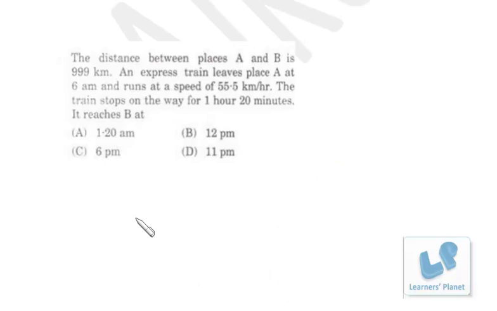Now this question. The distance between place A and B is 999 km. An express train leaves place A at 6 a.m. and runs at the speed of 55.5 km per hour. The train stops on the way for 1 hour 20 minutes. It reaches B. Okay, so we'll take 1 hour 20 minutes into consideration afterwards. First of all, we just try to find out how much time it will take if it doesn't stop anywhere, right? Now 999 km and the speed is 55.5 km per hour.